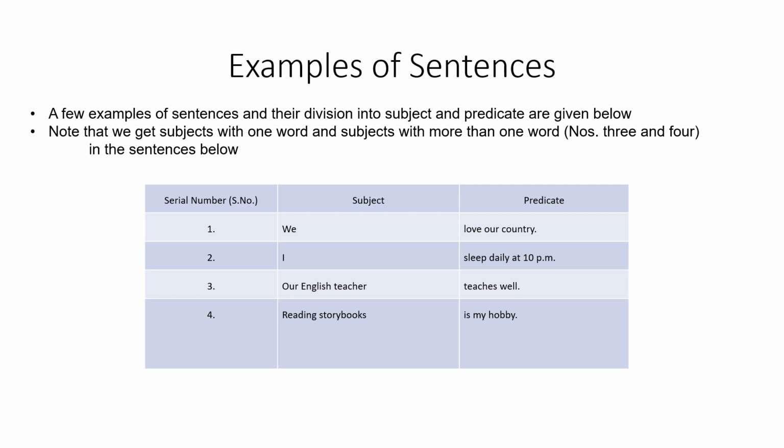The first sentence, we love our country. The second sentence, it says, I sleep daily at 10 p.m. The third sentence, it says, our English teacher teaches well. And the fourth sentence, it is, reading storybooks is my hobby. Now, note that we get subjects with one word and also subjects with more than one word. Okay. For example, in this set of sentences, the third and fourth examples have more than one word in the subject.